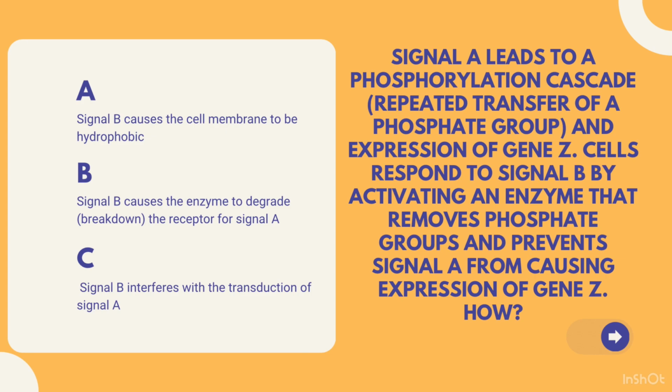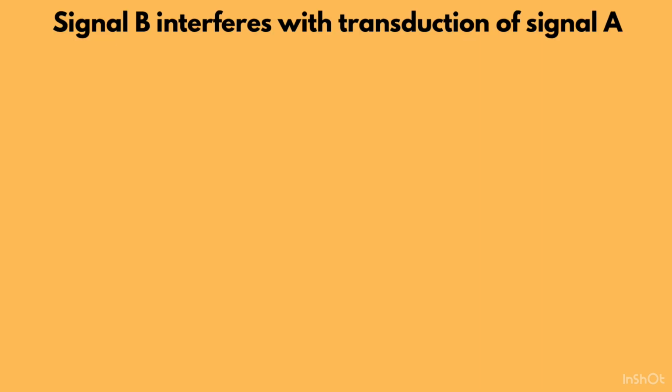So the correct answer for this question is C. Signal B interferes with the transduction of signal A. But why is this the correct answer? Let's look at it. Signal transduction is the process by which signals from outside of a cell are converted into specific cellular responses, such as changes in gene expression. In this case, signal B interferes with the transduction of signal A, which would normally lead to phosphorylation cascade in expression of gene Z. By interfering with the signal transduction, signal B is able to prevent the expression of gene Z.